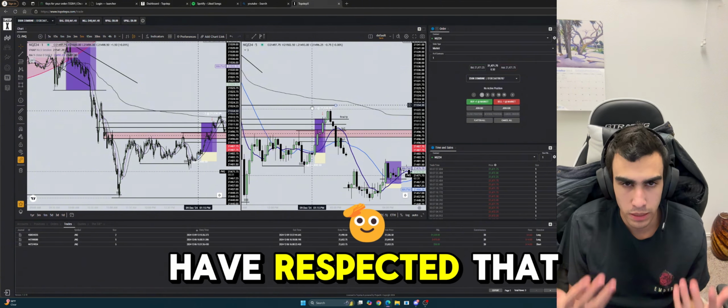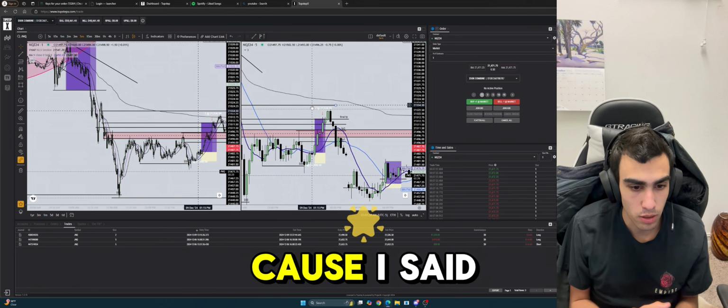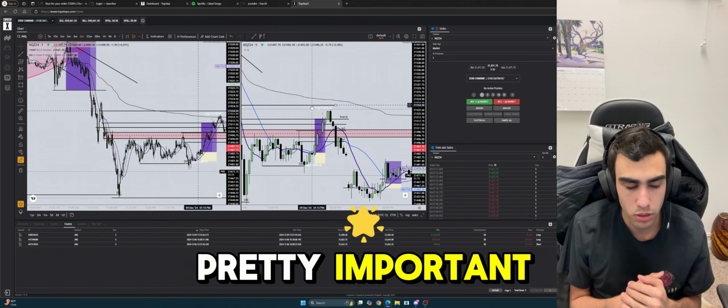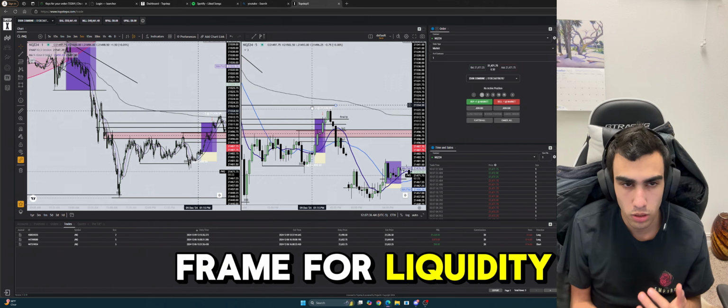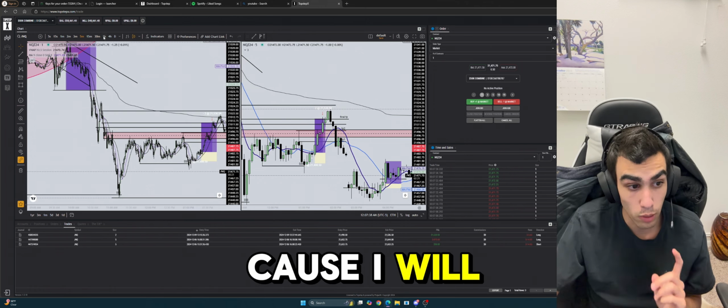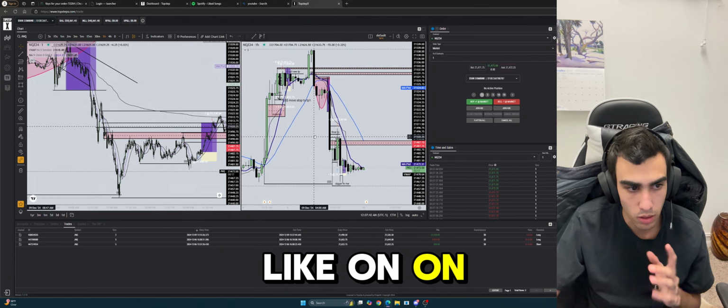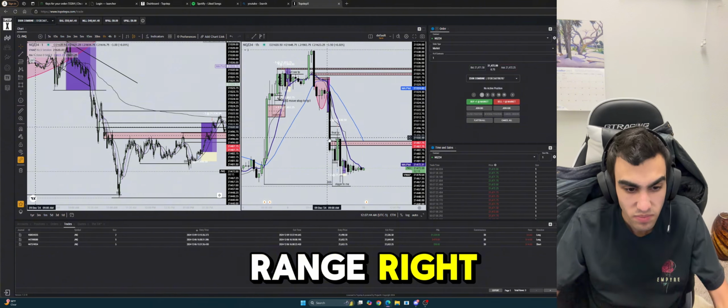It would have respected that area on the 5 minute and the 15 minute. Because like I said, higher time frames, the liquidity is pretty important. Because if you look at the 1 hour time frame for liquidity, it's pretty important. Because I will show you what I mean. And it is important to work out liquidity on the daily, like for your range, right?